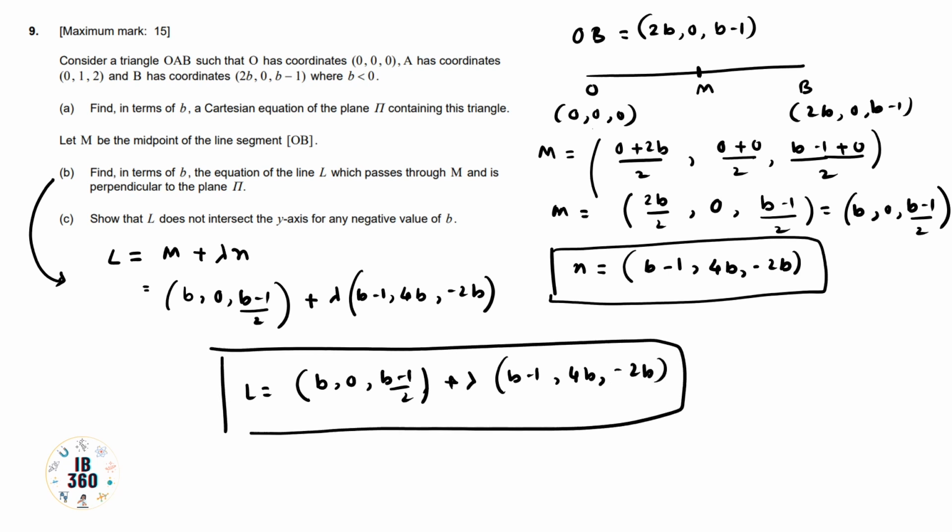You can also write this equation in vector form, where you need to multiply by the i, j, k unit vectors. So the second problem is also done, because we needed to find this with respect to b.